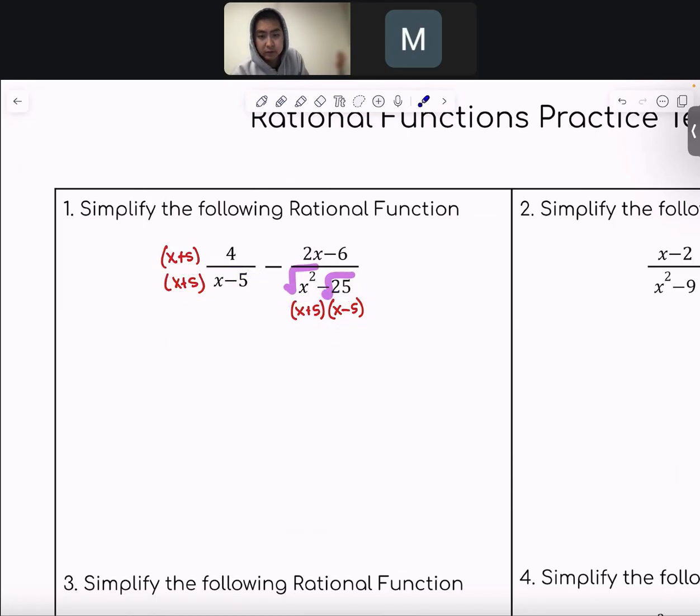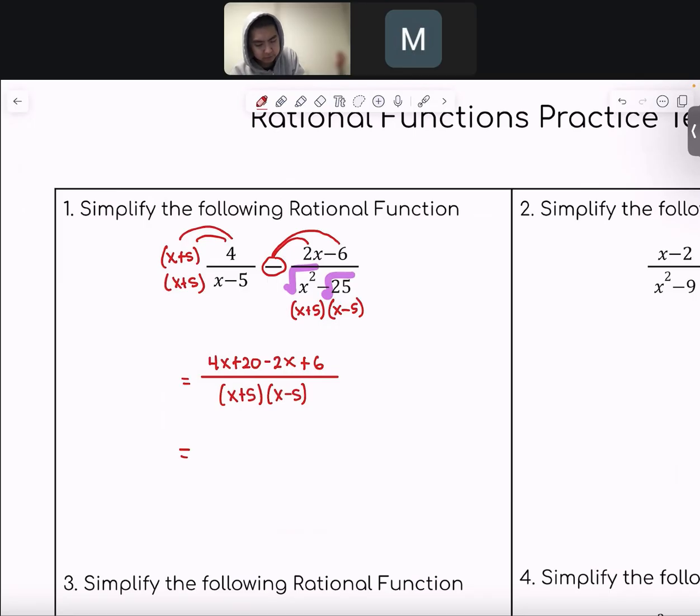So now we just need to simplify the tops. So they are underneath the same common denominator of x plus 5 and x minus 5. And now to simplify the top, let's distribute this. 4 times x is 4x, 4 times 5 is 20. Now please be careful about this minus sign in the middle, you guys. You need to distribute this to all these on the right. So negative 1 times negative 2x is negative 2x, negative 6, that's positive 6.